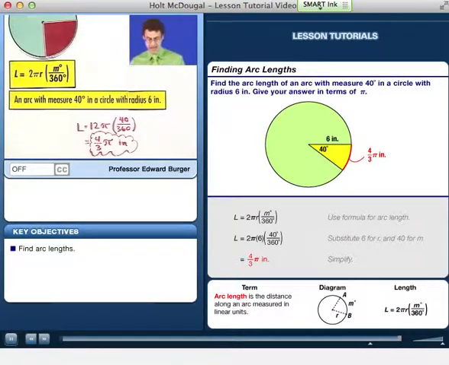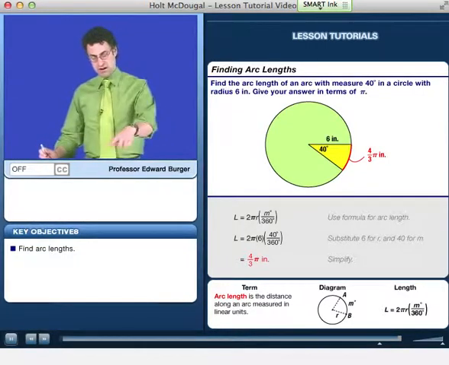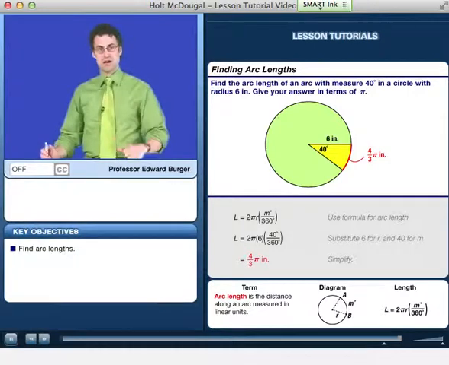And now we can see exactly how to compute the length of not just the entire circumference, but even little pieces of circumference. Namely, we can now find arc length.